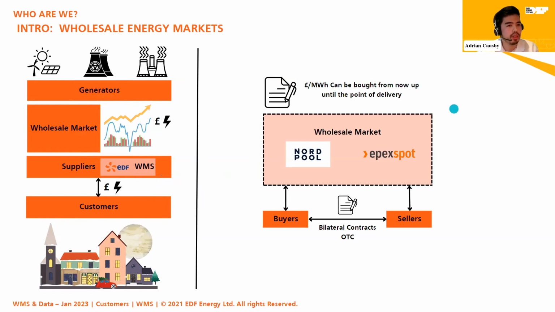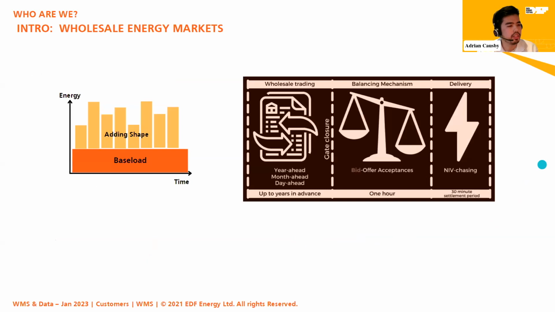Now, energy can be bought in pounds per megawatt hour in the wholesale market. That could either be through market exchanges such as Nord Pool and EPEX Spot, or through direct buyers and sellers through bilateral contracts or over the counter. So this is just giving you a brief introduction of how the market works. And something to note with energy is how we buy and sell, and how far into the future we buy and sell. It can pretty much be sold up until the point of delivery.